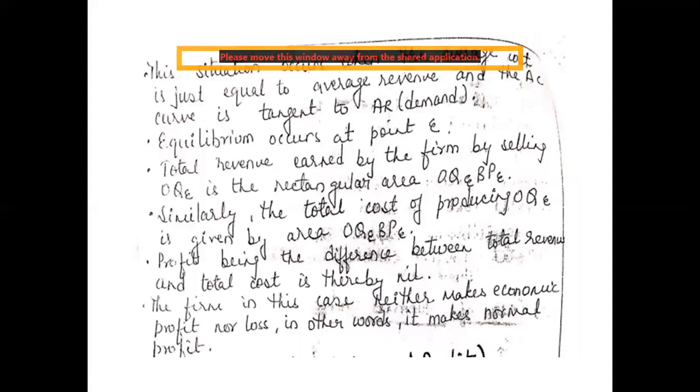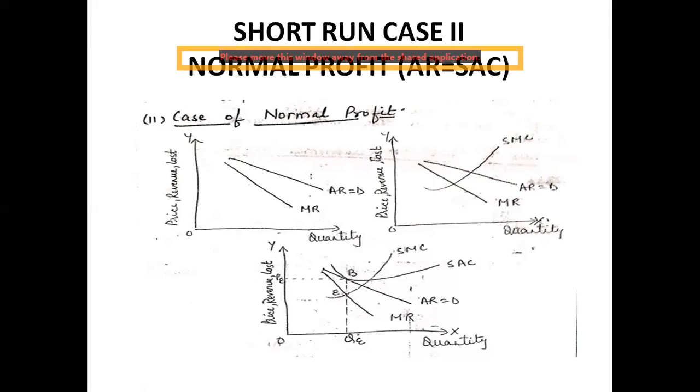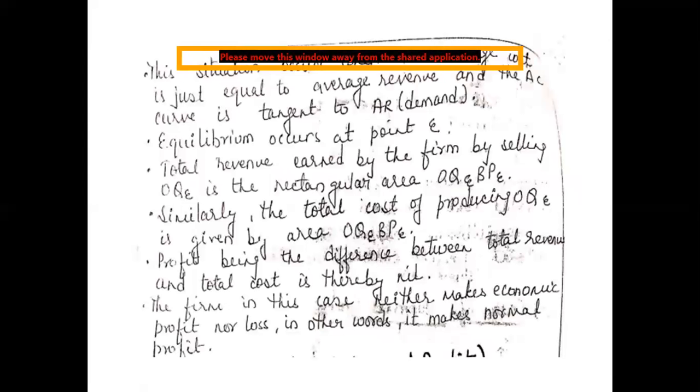So equilibrium point occurs at E. The total revenue earned by the firm by selling OQ quantity is the rectangular area OQBPE, and the total cost of producing is given by the area OQBPE. So the profit, being the difference between the total revenue and total cost, is nil. So the firm in this case is neither making economic profit nor loss. So it is a case of normal profit.